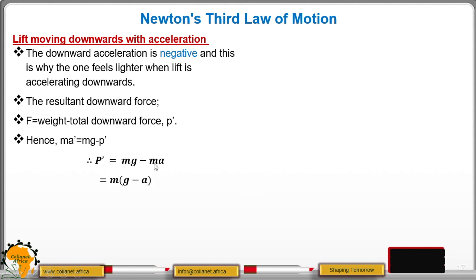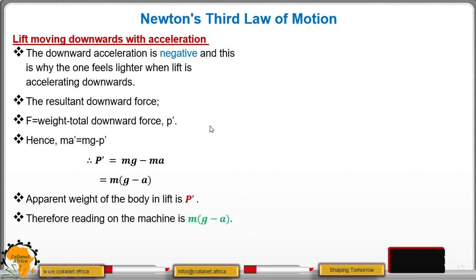Again, m is common, we can factor it out. And when we do so, we get that P dash is equals to m into bracket g minus a. That will give us the apparent weight of the body in a lift. And this again will be the reading of the machine.